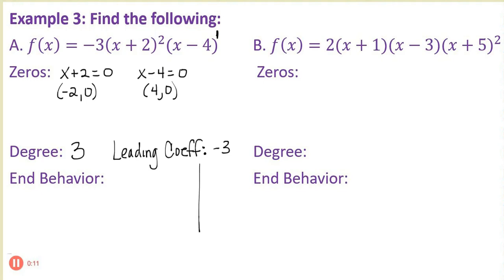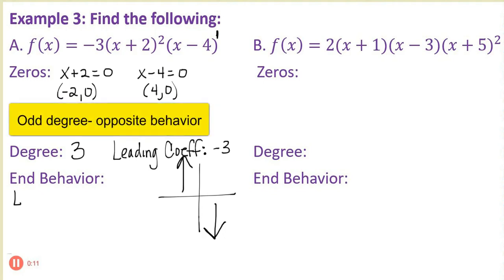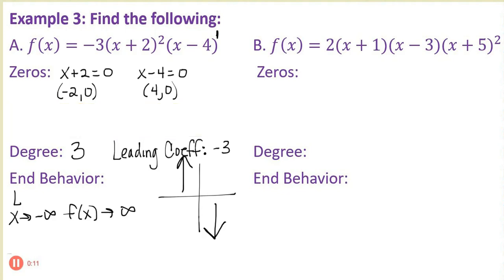So now, when you're trying to determine what this graph is going to do at the end, well, again, because this has a -3, -3 tells me that it is going to decrease. So on the right, it is going to fall. Because my degree is odd, it's going to do the opposite on the left. So when I write my end behavior on the left, when x is getting smaller, f of x is getting bigger. Or as x approaches -infinity, y is approaching +infinity.